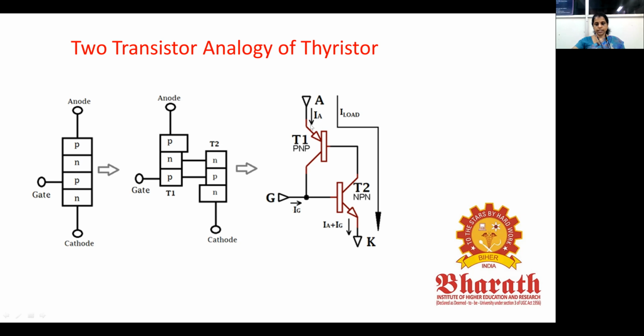So we can see this is the structure of the PNP transistor. The bottom one is the NPN transistor, and this is the base. Okay, so the base of transistor 1 is connected to the collector of transistor 2, and the base of transistor 2 is connected to the emitter of transistor 1, and the collector of transistor 1 will be the anode of this thyristor, and the base of transistor 2 will be acting as the gate terminal of the thyristor, and the emitter of the transistor T2 will be acting as the cathode of the thyristor. It is exactly the same.